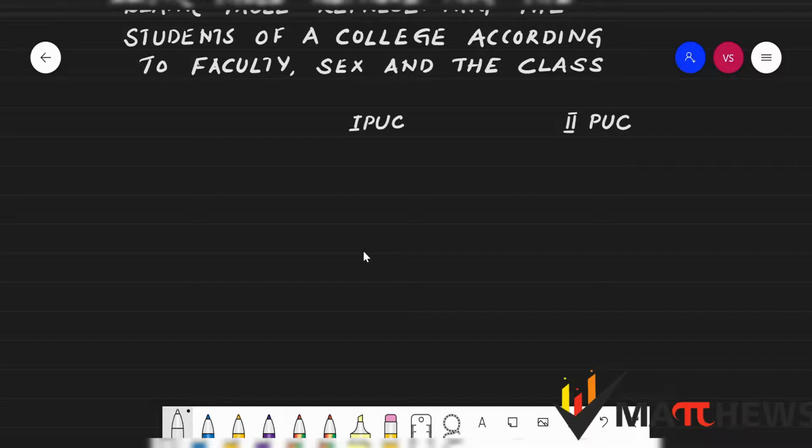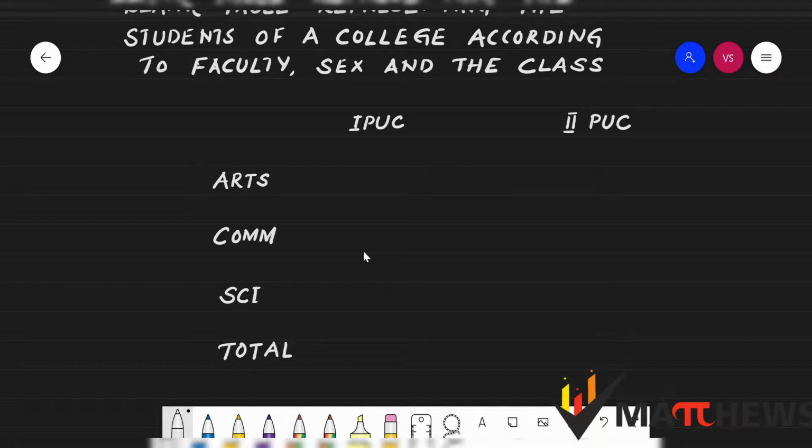Clear? Okay. Then I will take arts, students. I will take arts as the first row. Then I will take commerce as the second row, COMM. Then I will take the science faculty as another row. So lastly, I will take another main column as total.